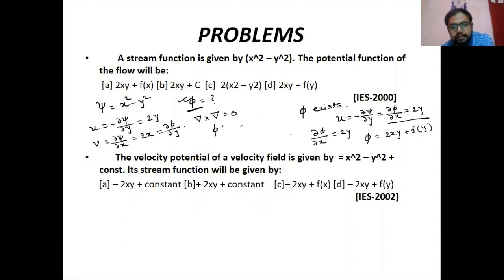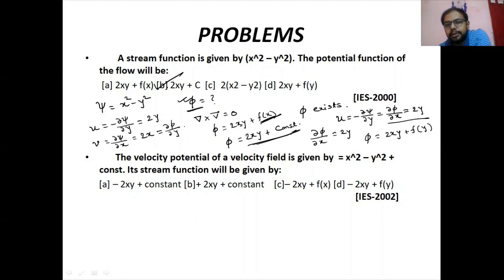So phi will come 2xy plus f(x). Ultimately the phi value will come 2xy plus some constant. That will be the answer. 2xy, because here this f(x) is nothing but the same 2xy, and this f(y) is the same 2xy. So the answer will come 2xy plus c. This is the answer. Constant.